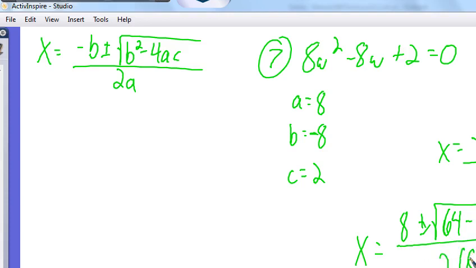Over 2 times 8 equals 8 plus or minus the square root of 64 minus 64, which is 0. What's the square root of 0? We just get 8 over 16, which is 1 half.